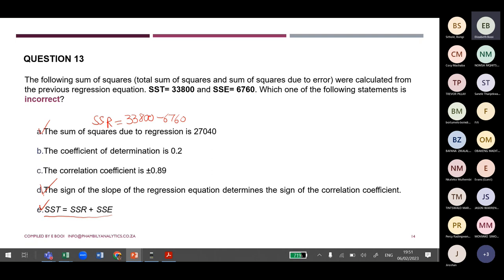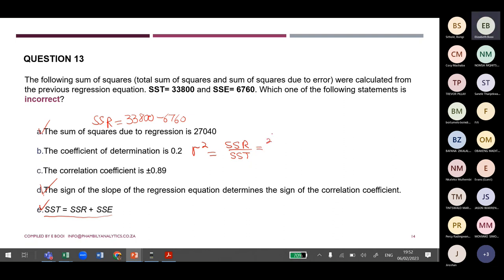Number B and number D are based on the fact that we are not given the summations, we are given the SST and the SSR. You cannot calculate the coefficient of correlation directly. You have to calculate the coefficient of determination. And the coefficient of determination, which is R squared, is given by your SSR divided by your SST. Using that formula, is B correct? And what is the value of your coefficient of determination? Because that will determine what the answer for C is as well.